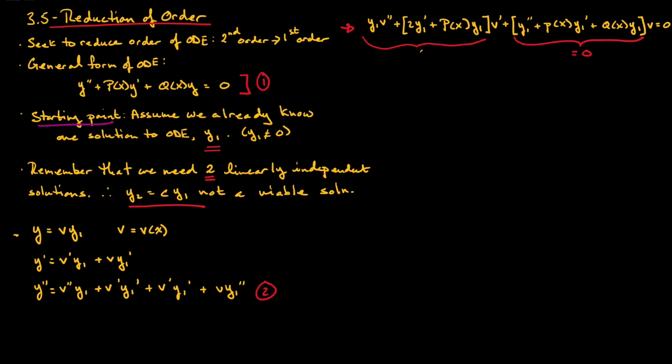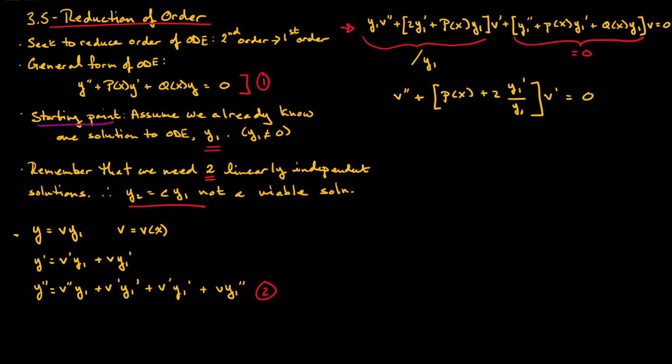If we divide these remaining terms by y1, we obtain the second derivative of v, which is still unknown, plus p of x plus 2 y1 prime over y1, all of this multiplied by v prime over here, and that is all equal to 0. So we still have a second order ODE, but now for this unknown v prime.